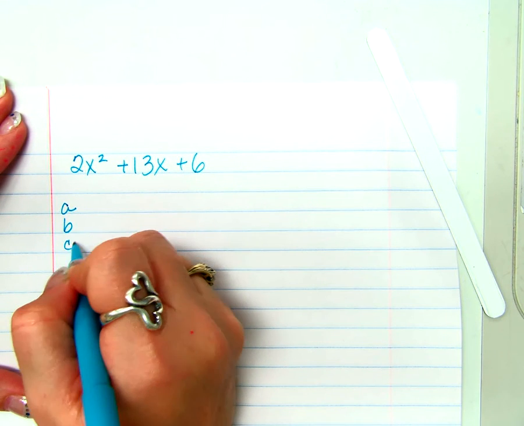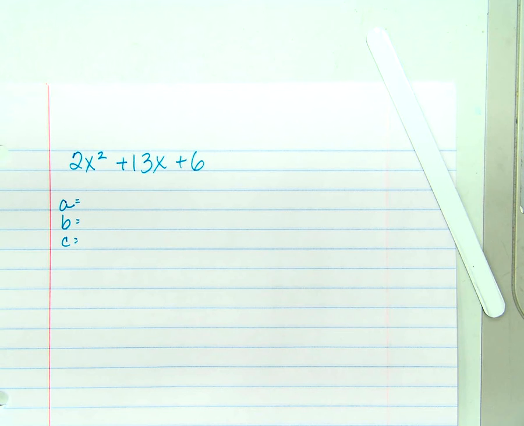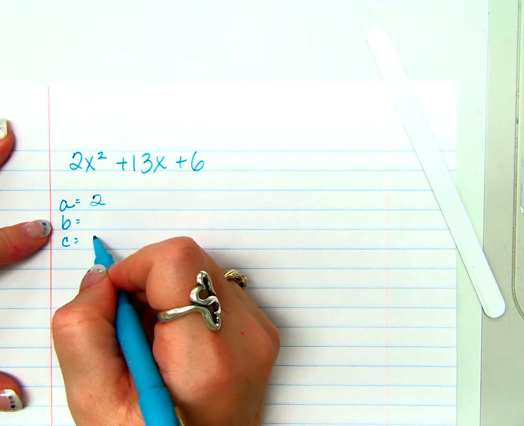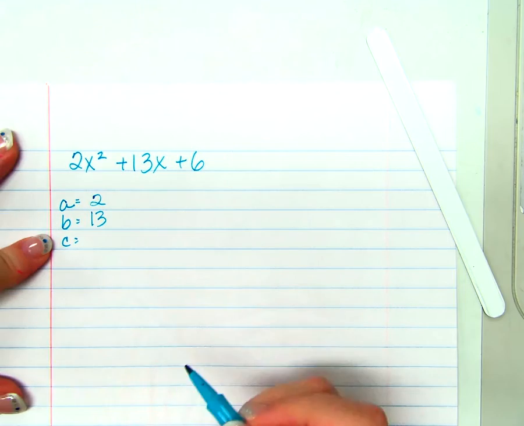A, B, and C. Can I tell you something I forgot to tell you a minute ago? I mean, we talked about it yesterday. We just haven't talked about it today at all. What's the very first thing I need to do in every single one of these problems? Look for a greatest common factor. Very good. Does this one happen to have a greatest common factor? No. So that's why we're going straight to A, B, and C. I just wanted you to have that in the back of your mind to keep thinking about it. Okay. So A is 2, B is 13, C is 6.